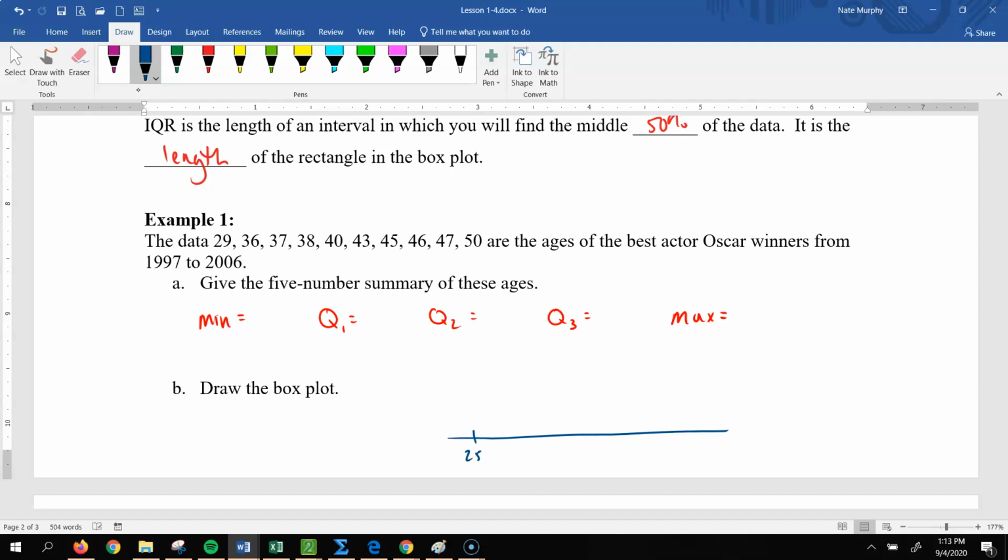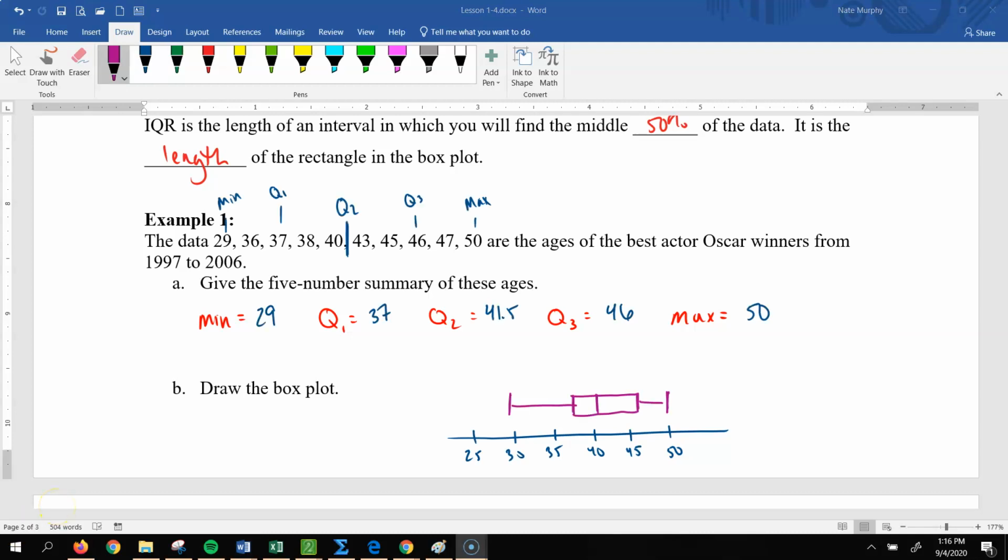And since my smallest number is 29, I'm going to start with 25. So if we count by 5s, I'd have 25, 30, 35, 40, 45. And we can end at, the largest number is 50, so we can just end at 50 there. So that's what your number line would look like. So I want you guys to go ahead and pause the video and hit play when you're ready to check to see if you've done it correctly.